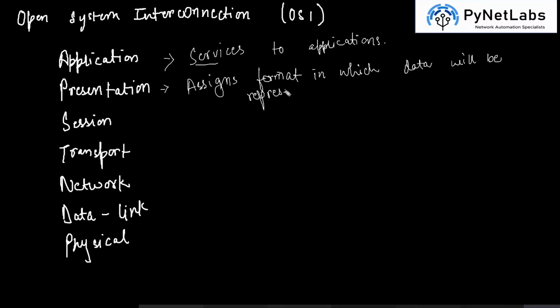For example, we have PDF for the text document. Application layer is something which we interact with. Let's talk again about the presentation layer. The presentation layer assigns the format in which data will be represented. So for example, you got some audio files. With that, we know MP3 will work. If you got some images, JPEG or some other related formats will work. So all this is taken care of by the presentation layer, right?